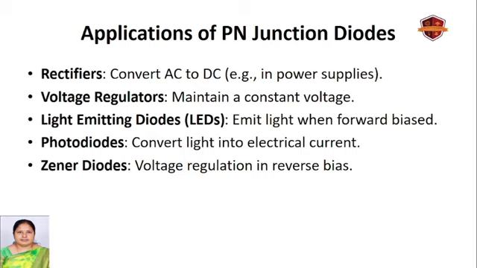Next application is light emitting diodes. It emits light when forward bias is applied. Next application is photodiodes. It converts light into electrical current. Next is the Zener diode. Mainly the Zener diodes are used as voltage regulators because they conduct in reverse bias.